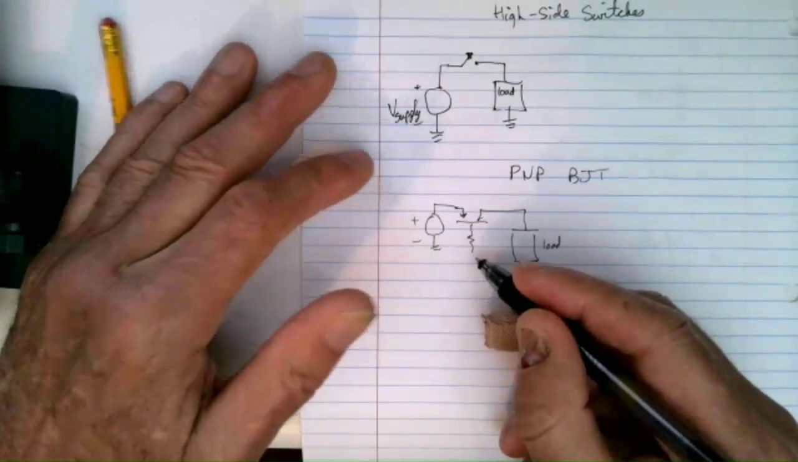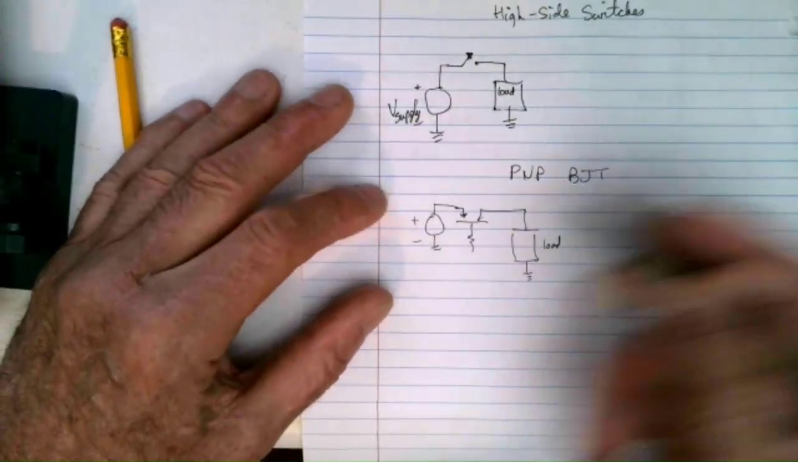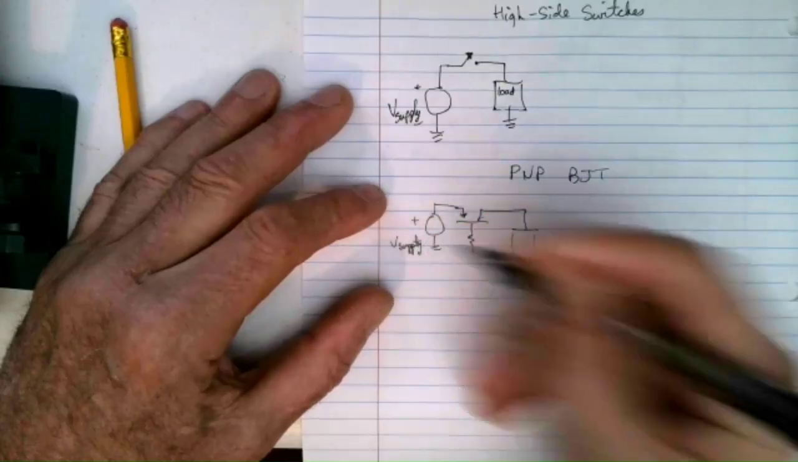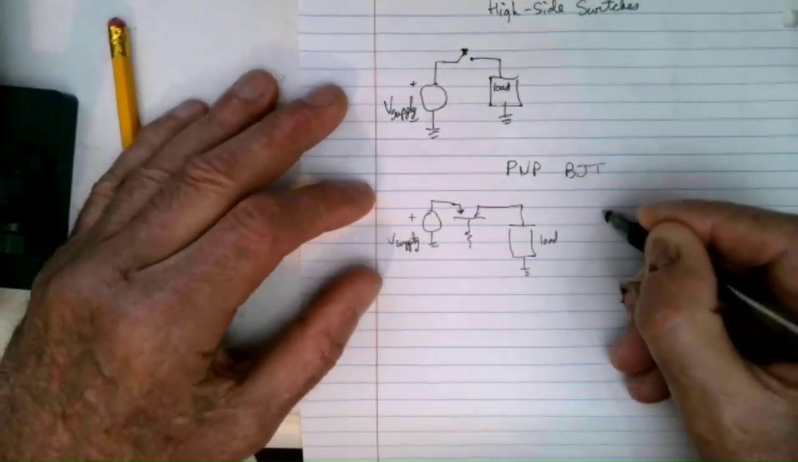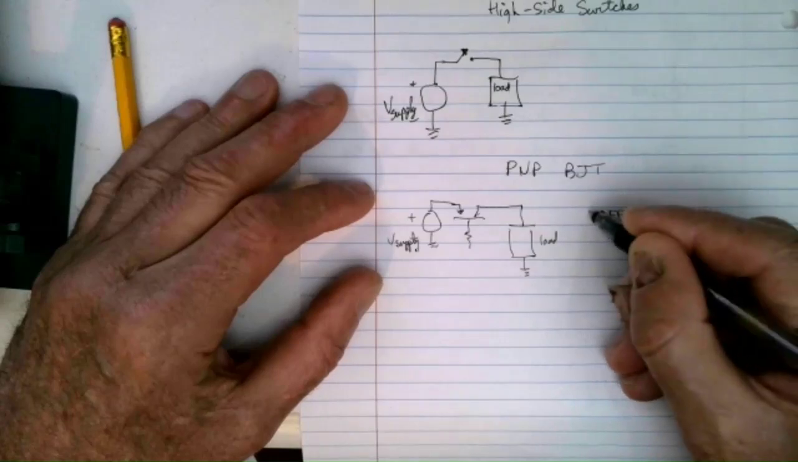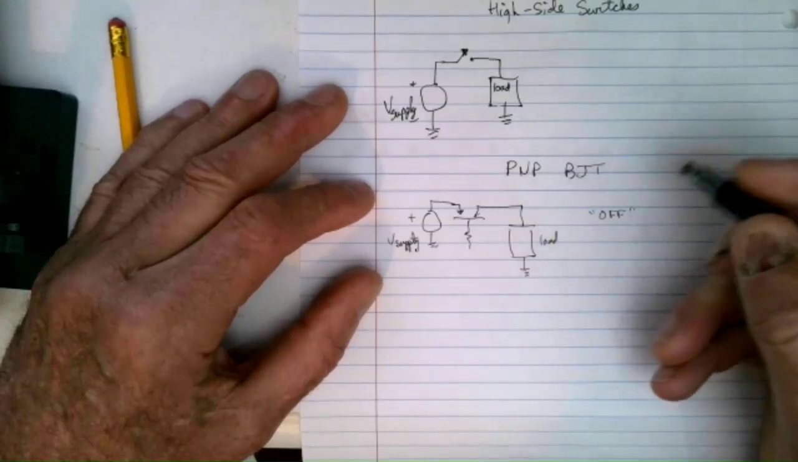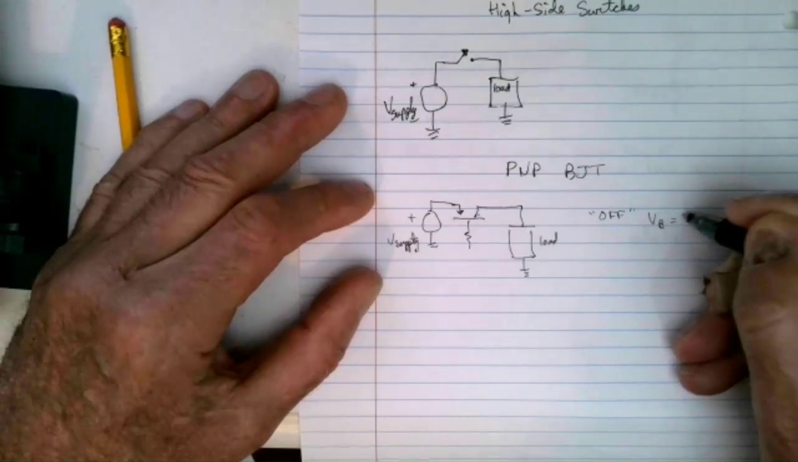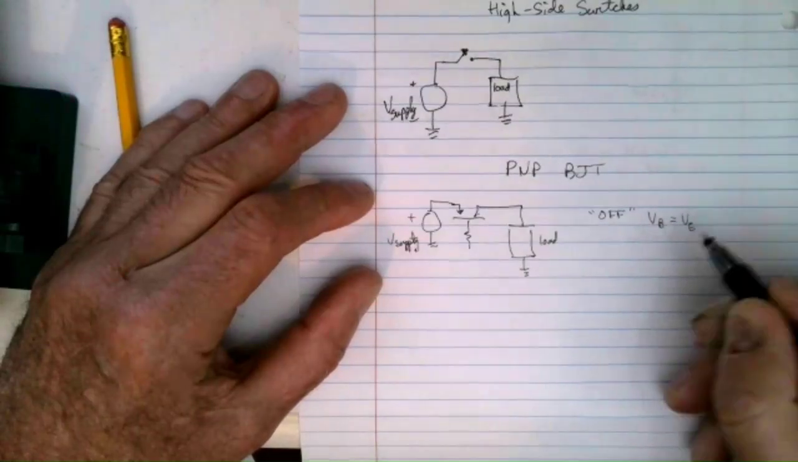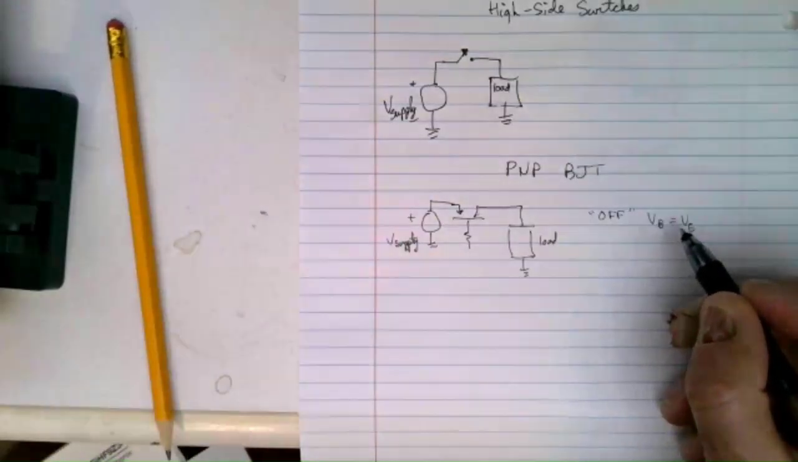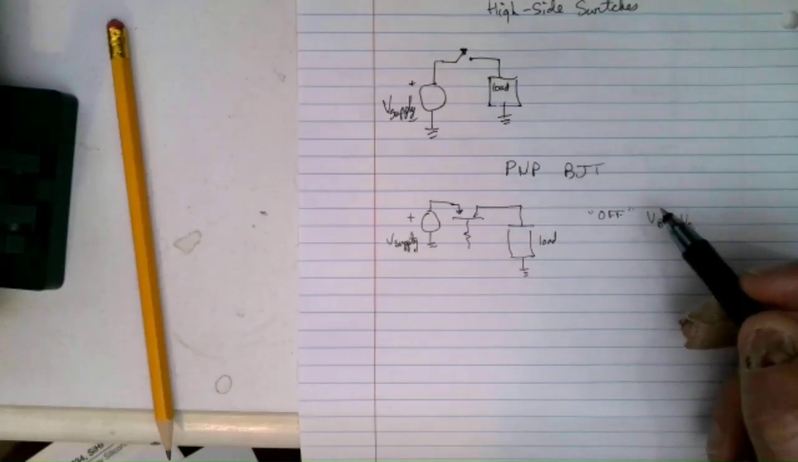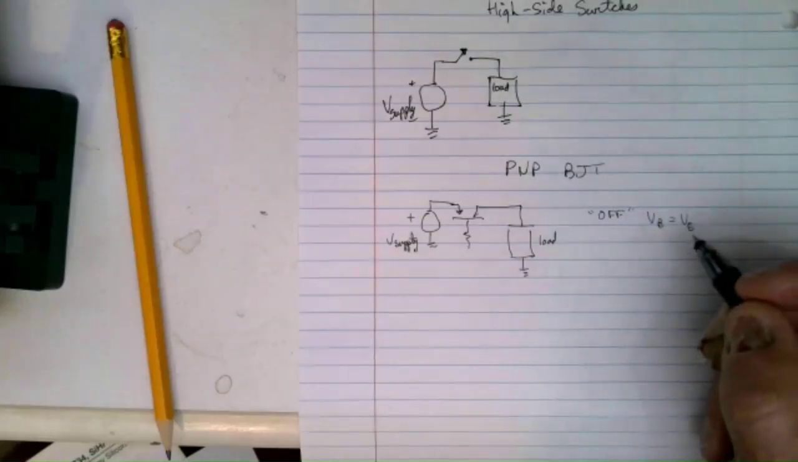Okay, so what are the goals here? What do you want? This is V supply. So for off, when your load's off, we want VB equal to VE. Now it doesn't have to be exactly equal to VE. VB can be a couple of tenths of a volt less than VE, and the BJT will still be off.